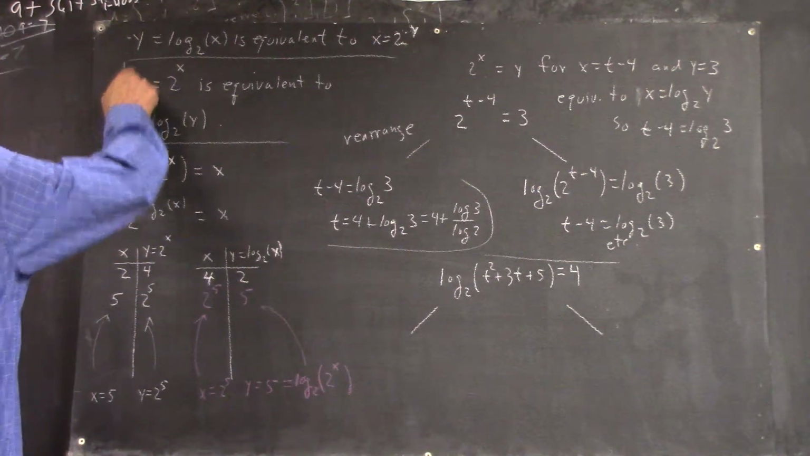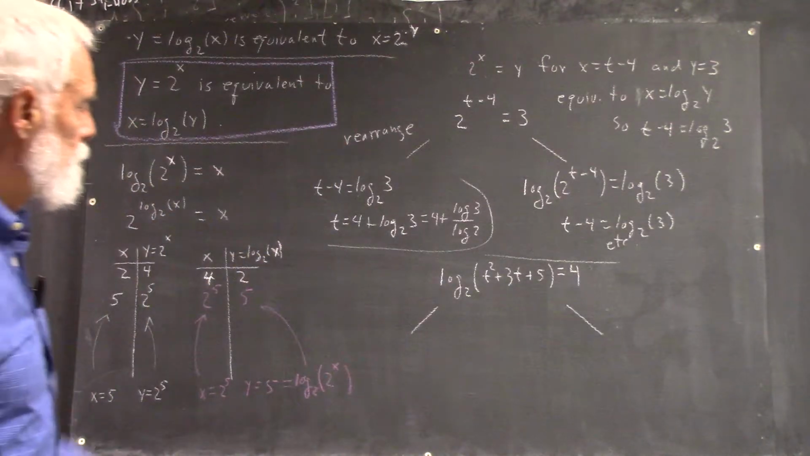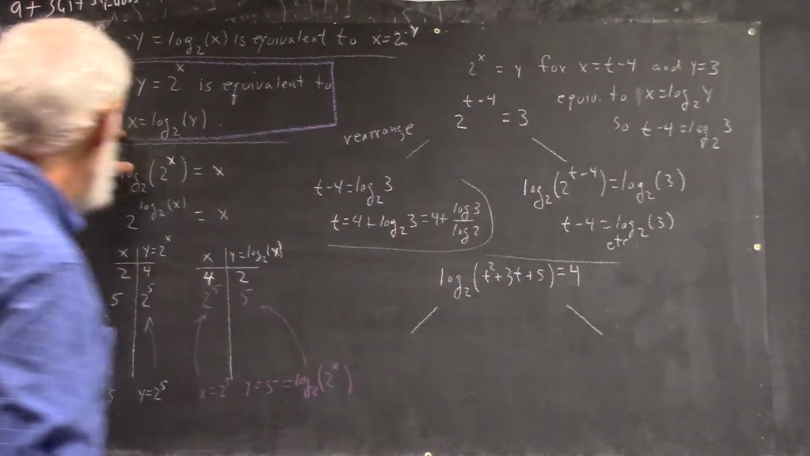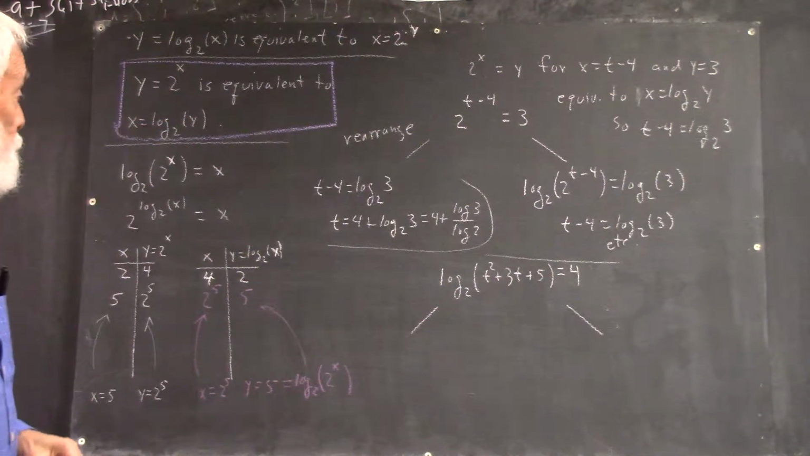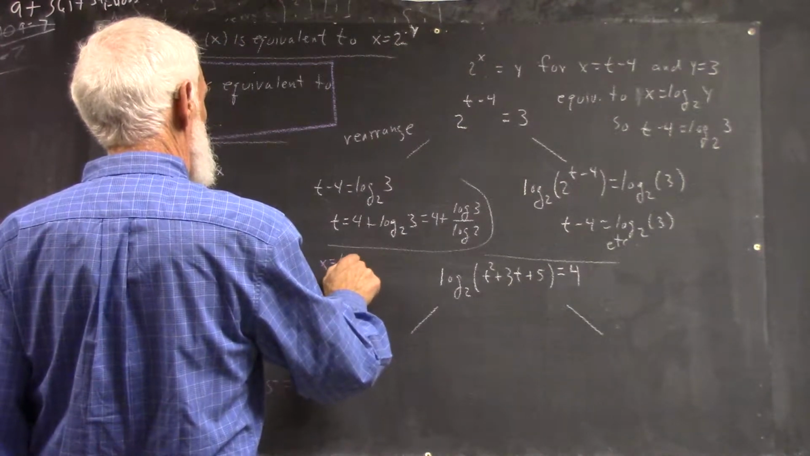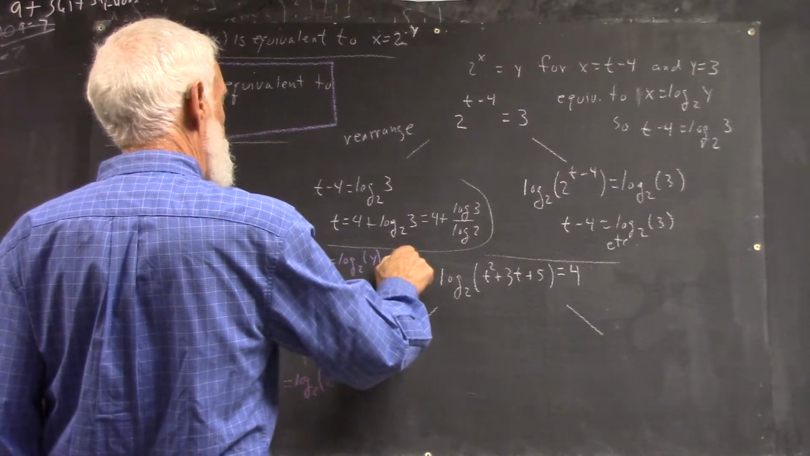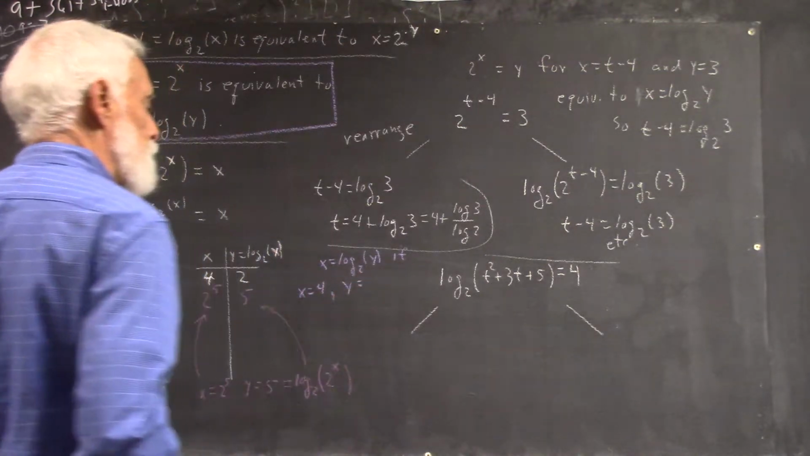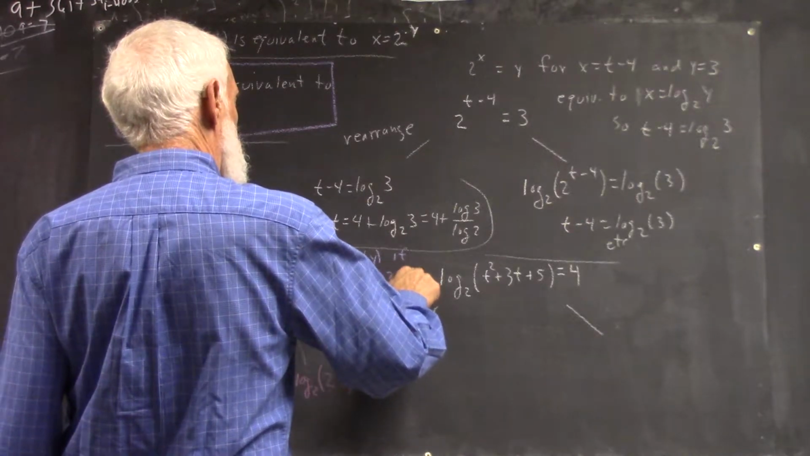Here are the main equivalents. Okay. This one, this equation is in the same form as this equation. This is like an x equals log base 2 of y, right? So this is like, well, that's if x equals 4 and y is t squared plus 3t plus 5.